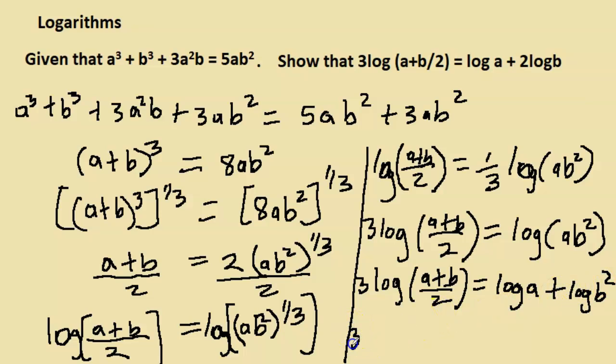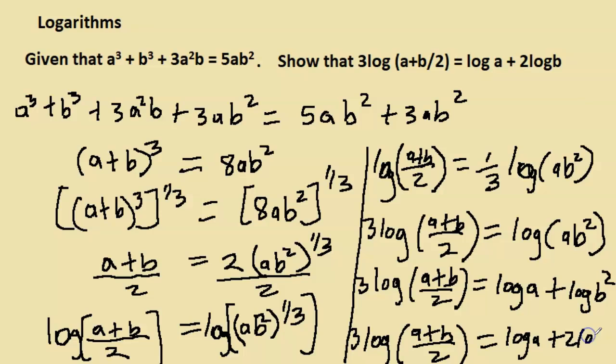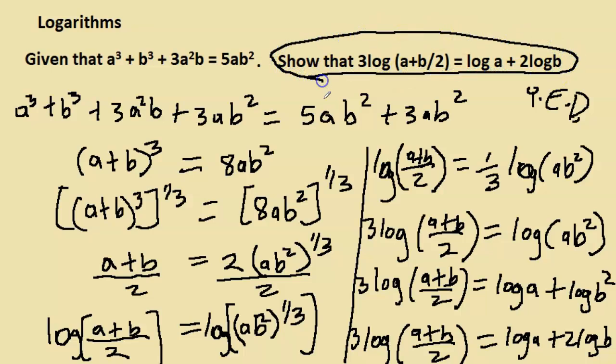So here we have 3 log (a plus b) over 2, and then we have log a. And we can rewrite log b squared, I think it's the third rule that we look at, as 2 log b. And that's the proof. That's what we're asked to prove. Good. That's the proof we're asked to do. And that's it.